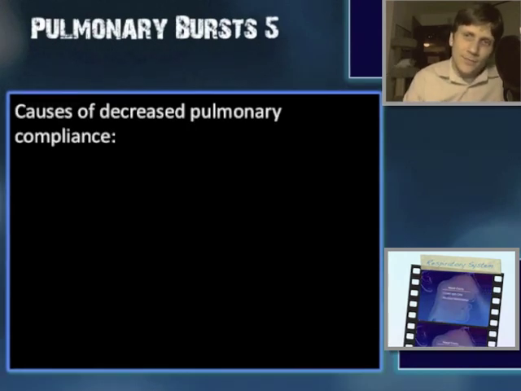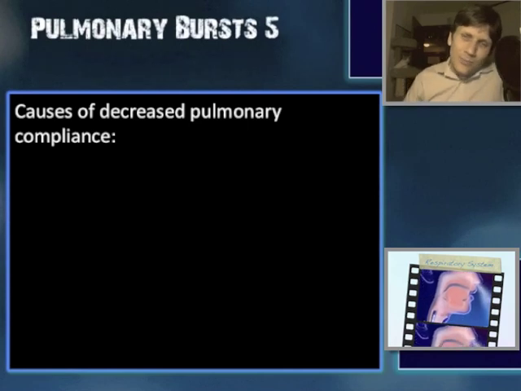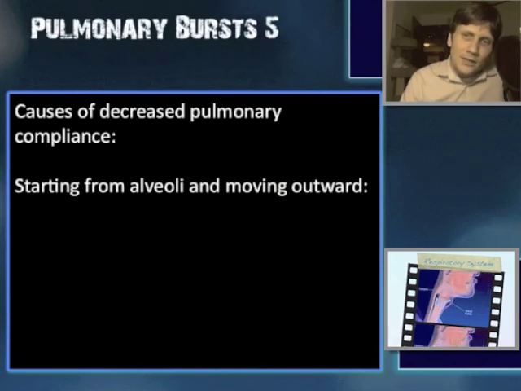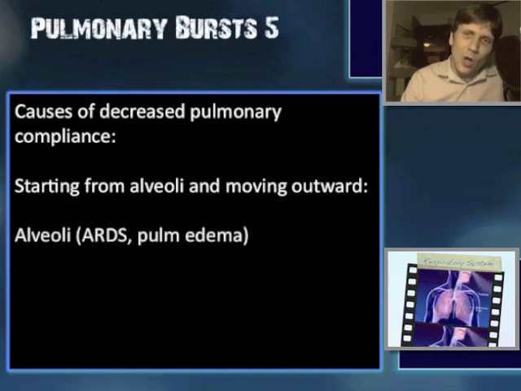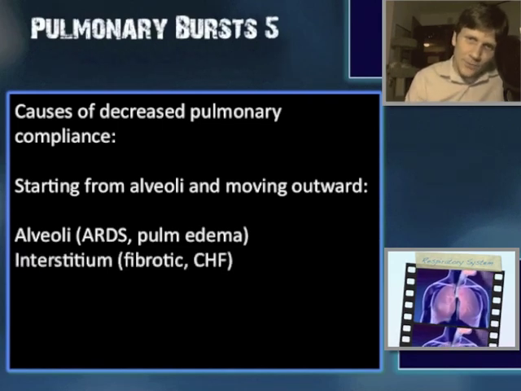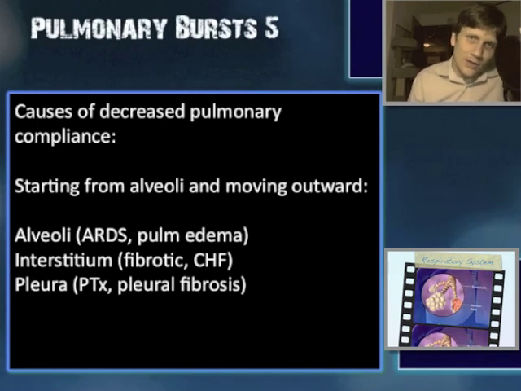All right, let's go to the next. Name some causes for a decreased pulmonary compliance. And there's going to be a lot. So causes for decreased pulmonary compliance, and hence an increase in plateau pressure and an increase in peak pressure. I'm going to do this systematically, working from the alveoli outward. Within the alveoli, you can have pulmonary edema, you can have blood, you can have ARDS, anything that can plug up the alveoli. Moving from the alveoli outward to the interstitium, you can have a fibrotic process going on, you can have CHF, and moving outward even further, you next go out into the pleura, so a pneumothorax, pleural fibrosis.